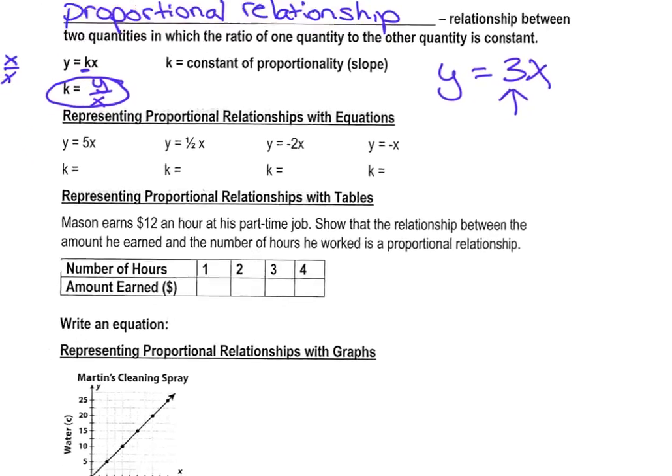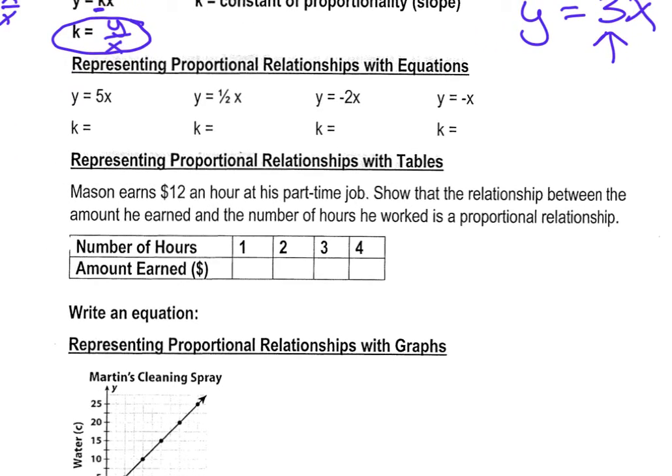Now we're going to look at these examples, these equations, and we're going to figure out what our constant of proportionality is, our k value. So if we have y equals 5x, what is our constant of proportionality or our slope? 5. How about in y equals 1/2 x? 1/2. Y equals a negative 2x. Negative 2.